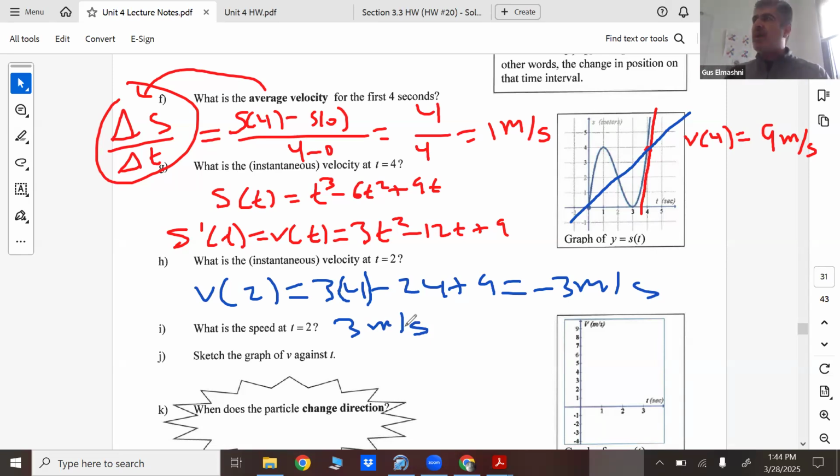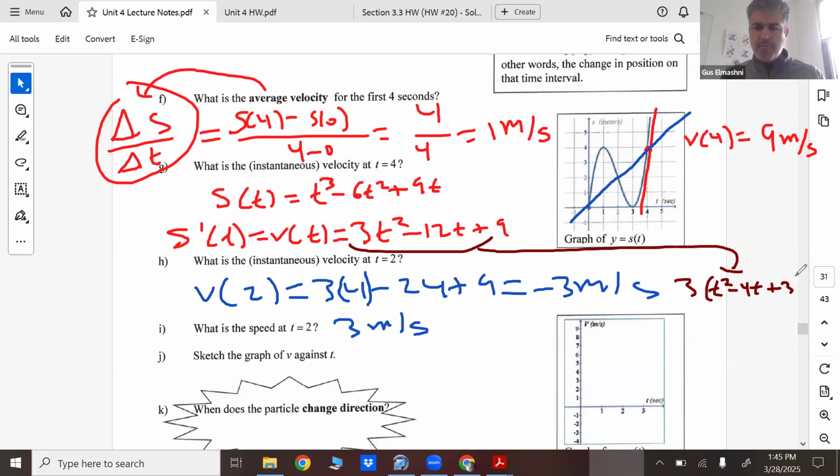So what this means is that if I'm going to graph speed, I'm going to have to make sure my graph stays above the x-axis, right? It's going to stay above the x-axis because it's got to be positive. Let's sketch this. That should be pretty easy. Let me think here. I can factor out 3, right? Can I factor this more?